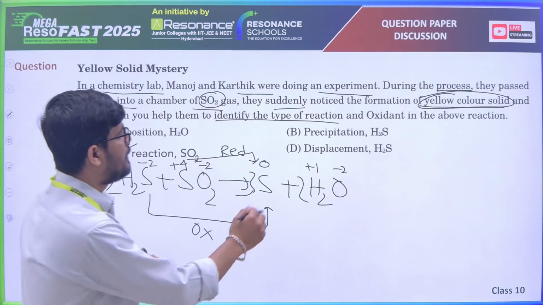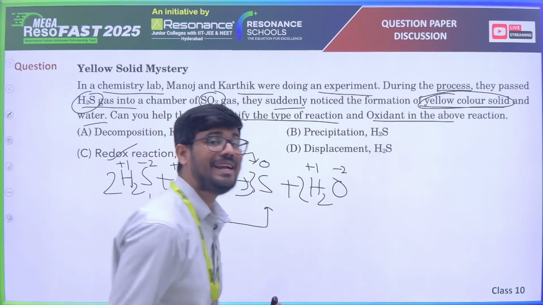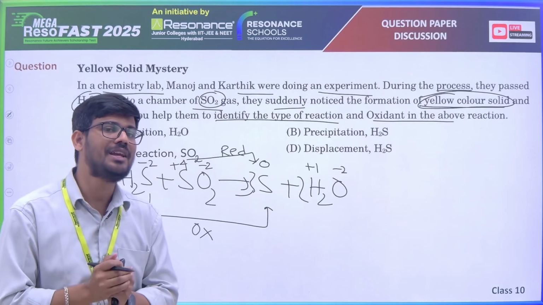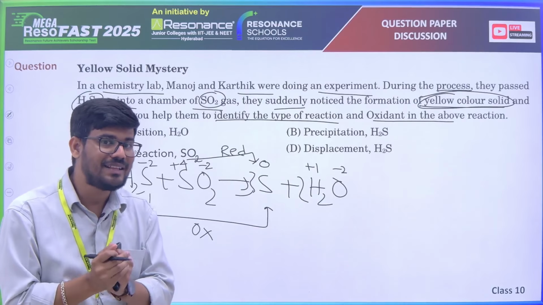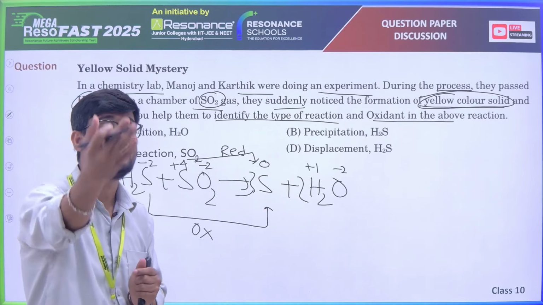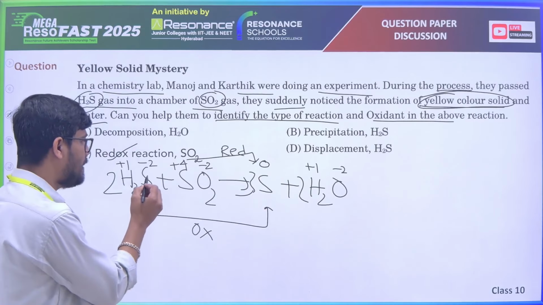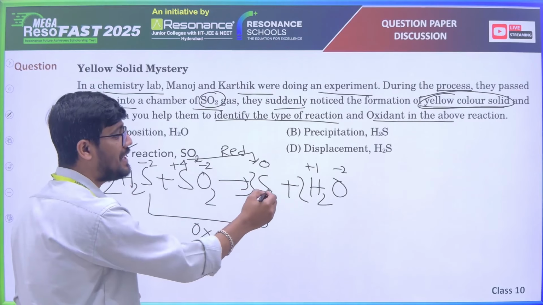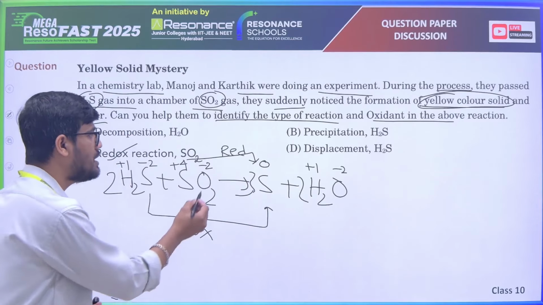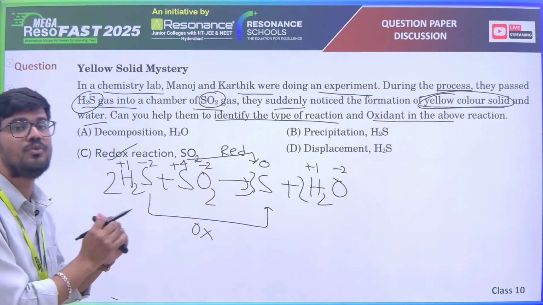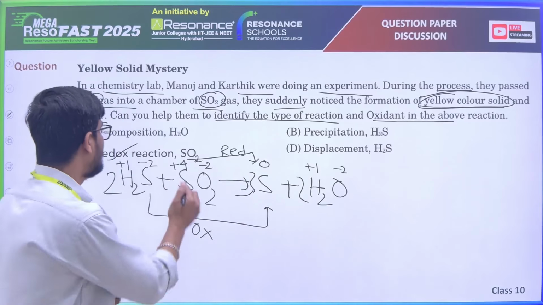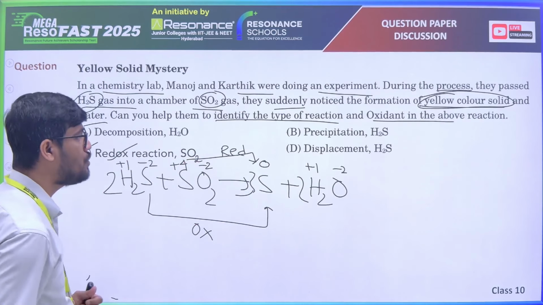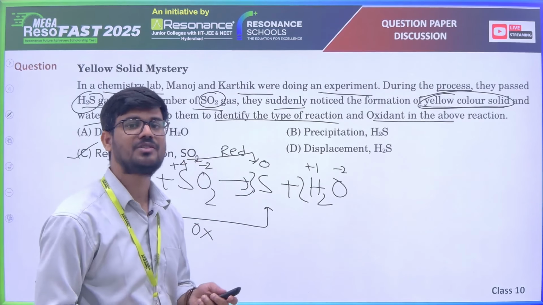Next, oxidant. What will be the oxidant in this reaction? How will we identify the oxidant? From the definition you can easily identify: an oxidant is who is doing oxidation of another substance. For example, here sulfur -2 is undergoing the oxidation process. Who is doing this oxidation? SO2. So SO2 will be called the oxidant. Yes, in option C, SO2 is also there. So redox reaction and SO2, this will be our correct answer for this question.